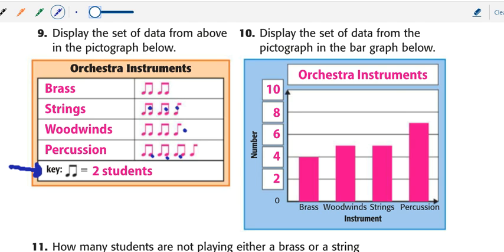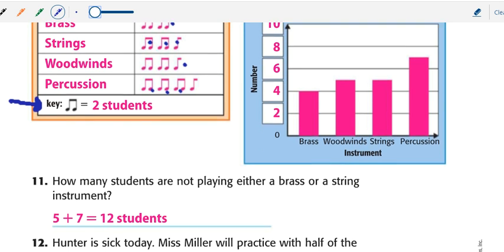Do you remember that I showed you guys this part in the Zoom class? Now, first we grab the number of instruments, and then we need to draw a vertical bar graph. Now, for brass we have 4, as you can see here. For woodwinds we have 5, so that's why it's in the middle of 4 and 6. For strings we also have 5, and for percussion we have 7. Can you see that it's between 6 and 8? Okay, so copy this in your books.